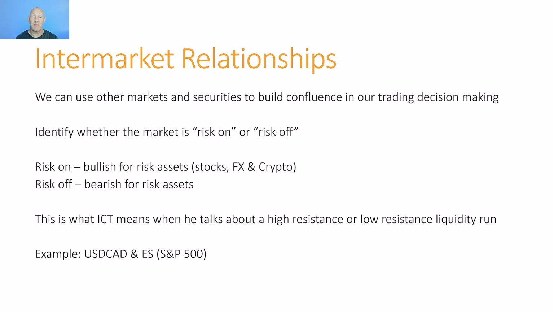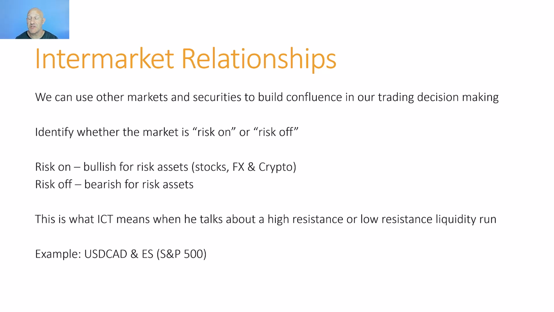And so what does risk on and risk off mean? Well, risk on means that we're expecting higher prices for risk assets, and risk assets are things like stocks, FX that is US dollar denominated, and crypto. And when we say it's risk off, that means we're bearish on those assets. So we're expecting lower prices in stocks, FX, and crypto.